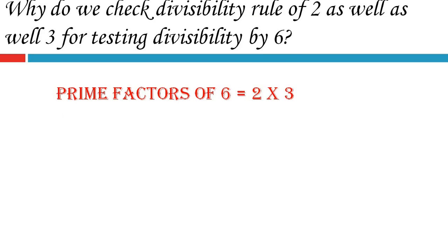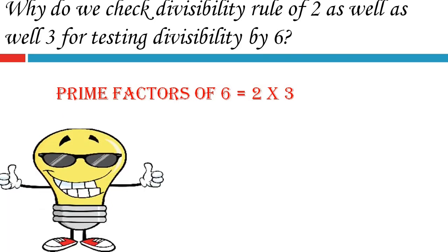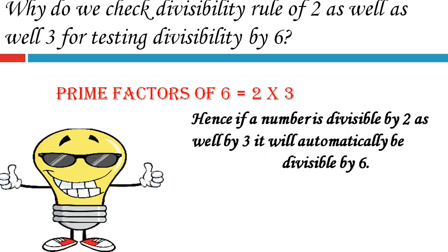Prime factors of 6 are 2 and 3. Now, if a number is divisible by 2 as well as by 3, it will automatically be divisible by 6. Easy, isn't it?